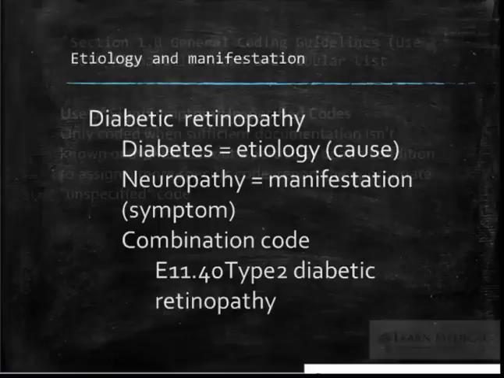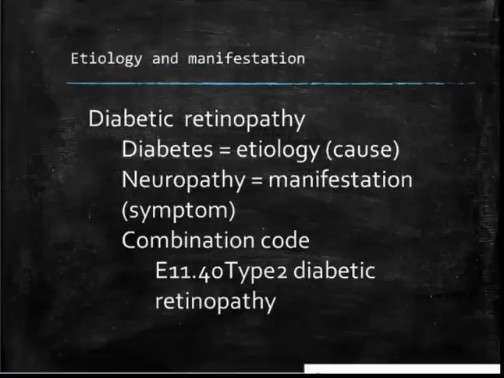When coding for etiology and manifestations, a manifestation is a complication of a disease. I have an example on my screen of a patient having diabetic retinopathy. Now, retinopathy is a result of the patient having diabetes. Whenever that happens, if there's a combination code available, make sure you code that combination code which describes the fact that the patient has retinopathy due to diabetes.